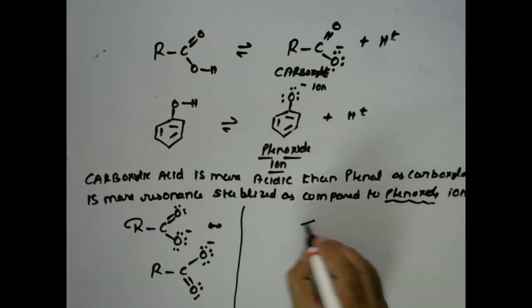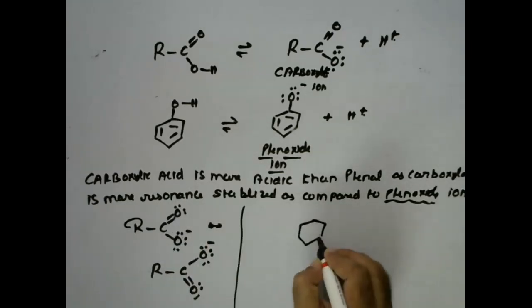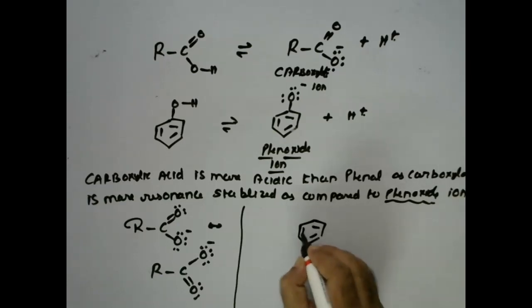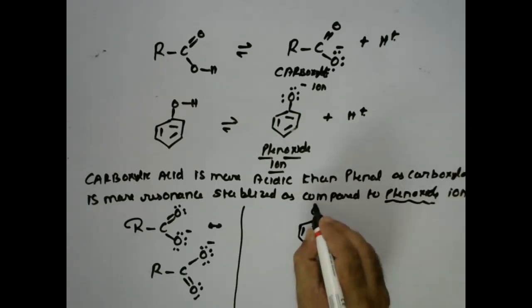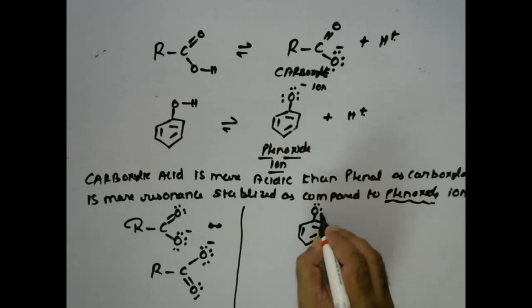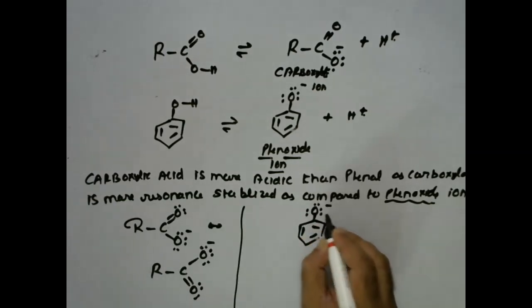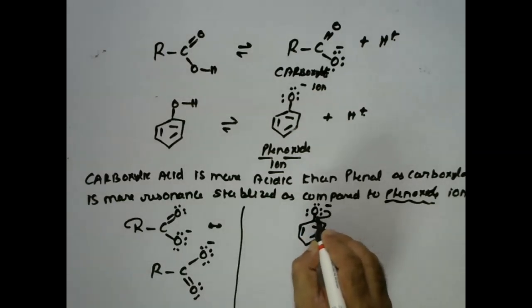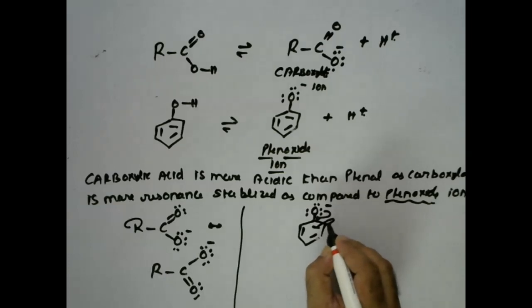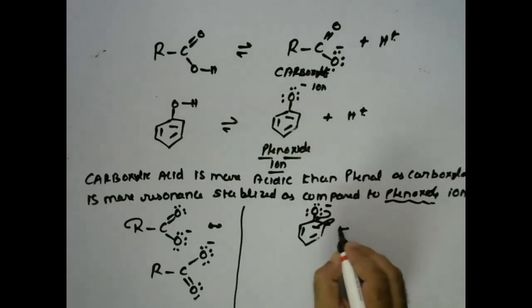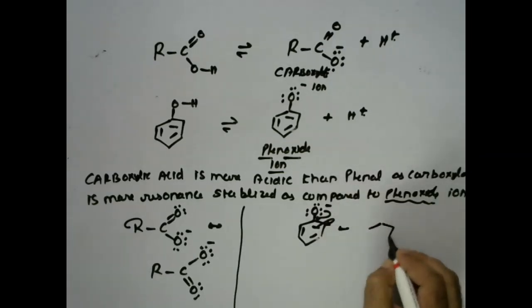Whereas in the case of phenoxide ion, the resonating structures are not equivalent and the negative charge is localized only on one oxygen. Why is it so? Such a funny question, because in phenoxide ion we just have one oxygen. Can't help it. God has not given it two oxygens to delocalize its negative charge.